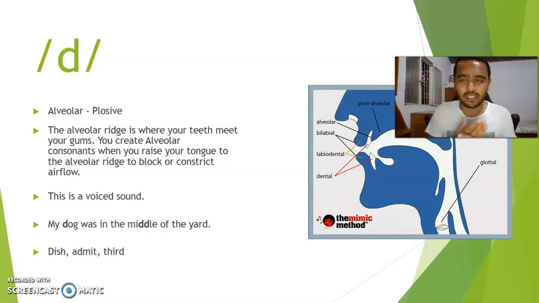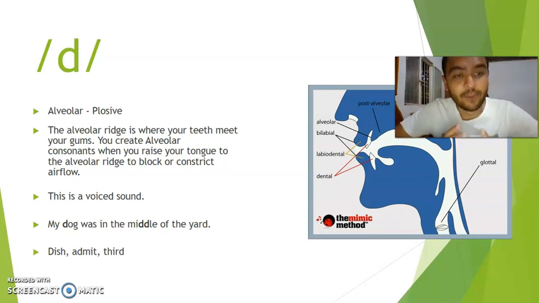So it's like a short sound where you cut the flow of the air when you make it like this: dog, middle, dish, meat, third. So you block the air using your tongue and putting it up. It is a voiced sound.